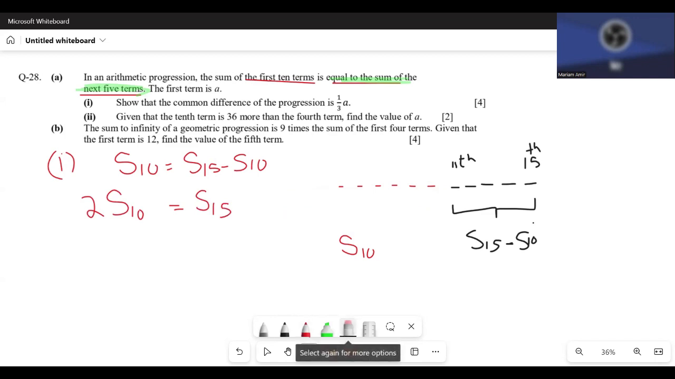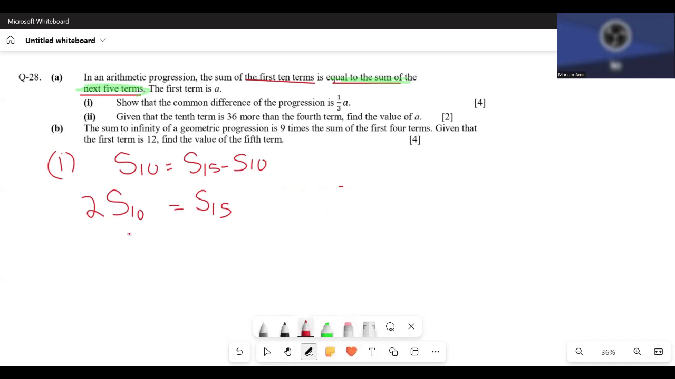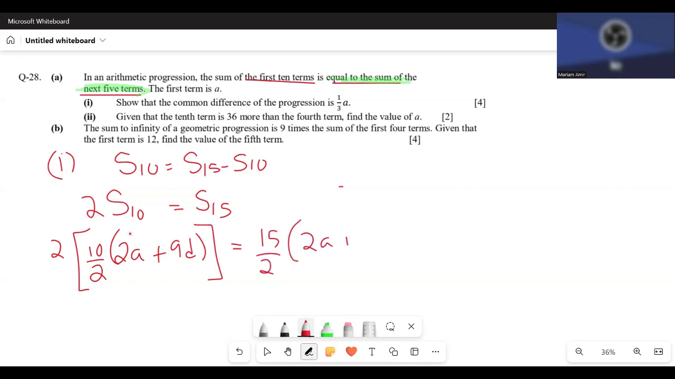Now we're going to use the formula for Sn of an arithmetic progression, that is n over 2 times 2a plus d times n minus 1. N is 10, so n minus 1 would be 9, so I'm writing 9d here. And that equals 15 over 2 times 2a plus d times n minus 1, so that's going to be 14d.